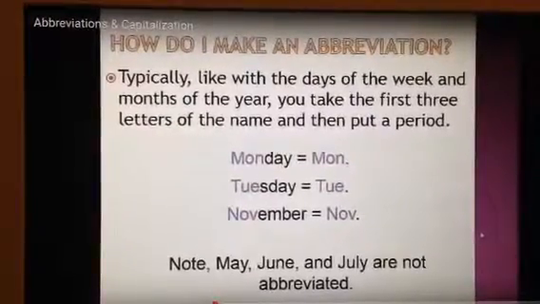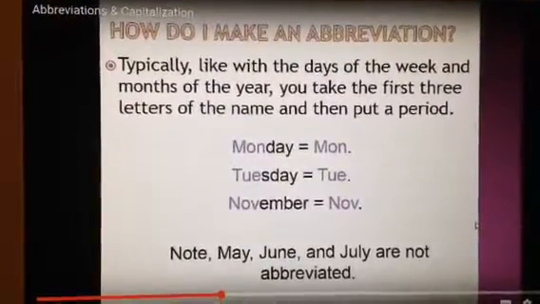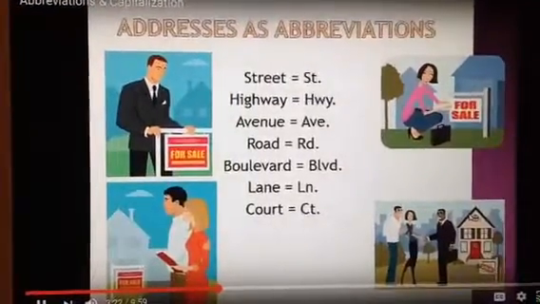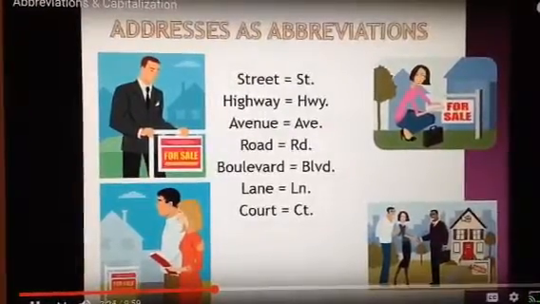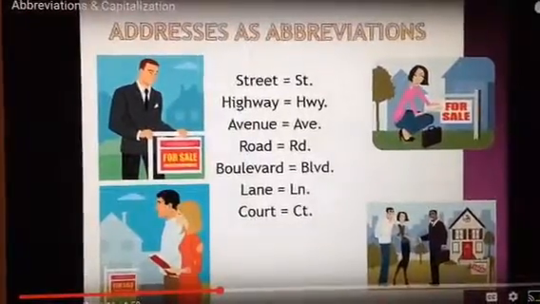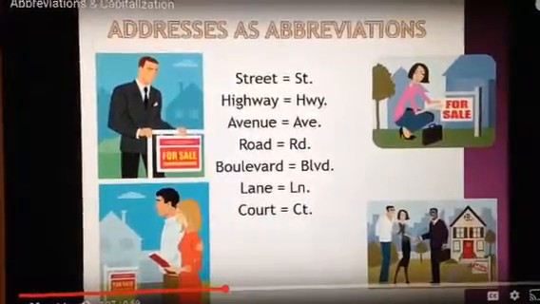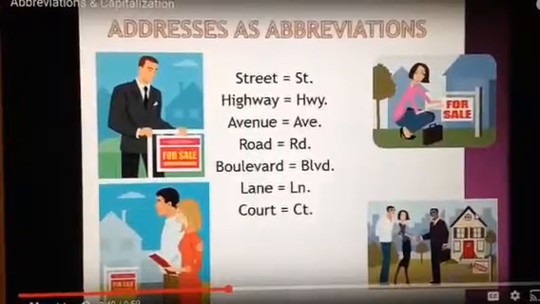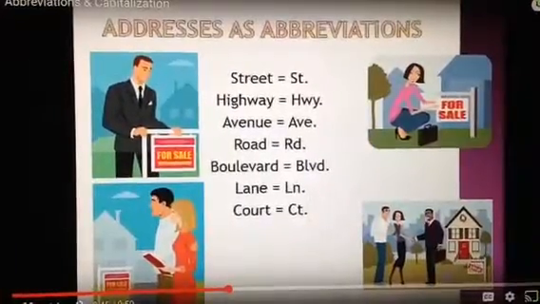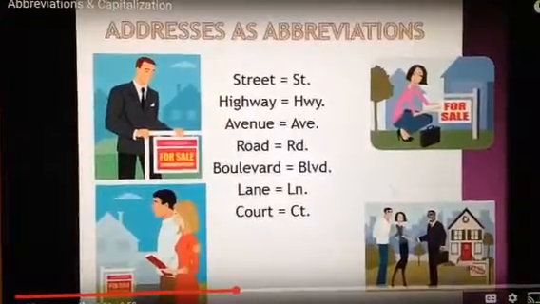Abbreviations are nice shortcuts when we don't have a lot of time and we want to take a little shortcut from writing a whole word. An abbreviation is good to use when we're writing addresses, like I said before. Typically a lot of the streets can be abbreviated. Sometimes you'll see something like Smith Street. You can abbreviate street with capital ST, period. There may be highway, which is capital HWY, period. Avenue, capital AVE, period. Road, capital RD, period. Boulevard, capital BLVD, period. Lane, capital LN, period. And court, capital CT, period.